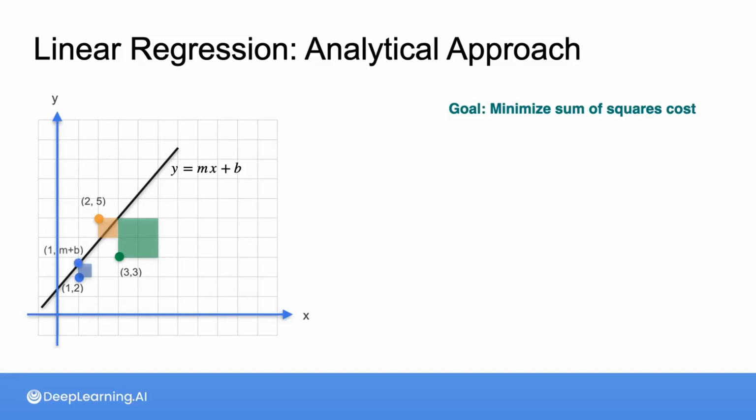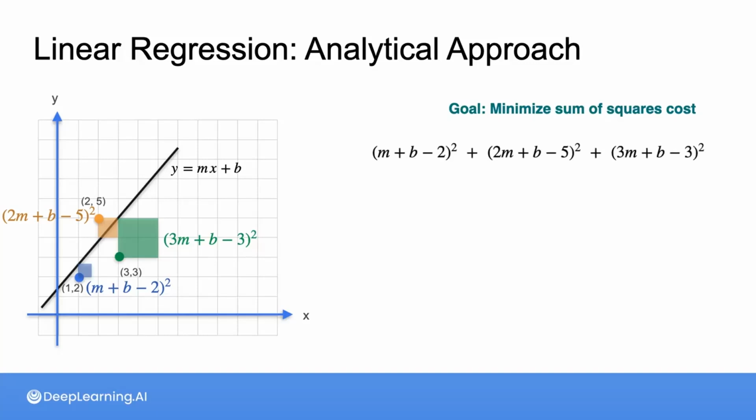In the point (1, m plus b). Why is that the point (1, m plus b)? Because if we let x equal 1, then mx plus b is equal to m plus b. So the y-coordinate of the point of connection is m plus b, and the y-coordinate of the power line is 2. Therefore, the distance is m plus b minus 2, and the cost is (m plus b minus 2) squared. In a similar way, the cost for the yellow power line is (2m plus b minus 5) squared, and for the green power line is (3m plus b minus 3) squared. And therefore, the total cost is the sum of these 3 numbers.